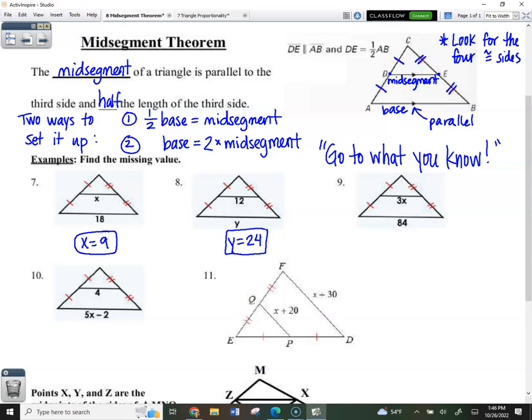My shirt. Yeah. Go to number 9. Go to what you know. You know the 84 is the base. Use the vocab. The base is 84. So if the base is 84, then the mid would be 42. You see how you found that? Label it, and then there's your equation. So 3x equals 42. Divide by 3, and what do you get?